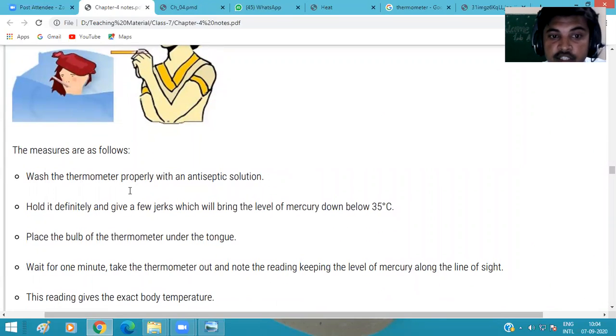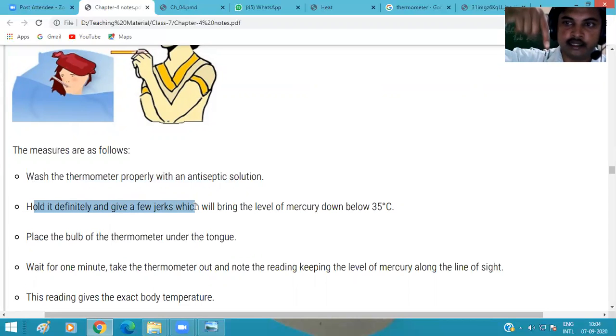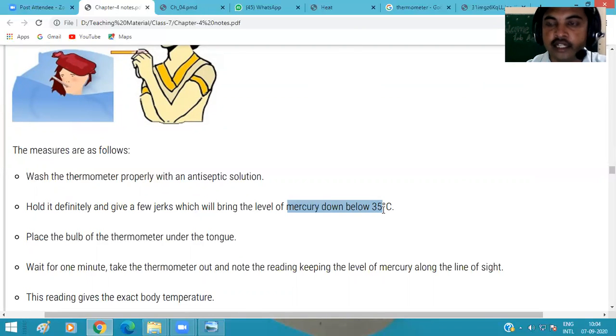Wash the thermometer properly with an antiseptic solution. It is very important. These things are necessary for reading the temperature. Wash the thermometer properly with antiseptic solution, hold it firmly and give a few jerks. We already discussed that when we want to measure the temperature of any human body, first we hold it in a downward position, and if needed, jerk it once or twice, so the level of mercury falls down to 35 degrees Celsius.